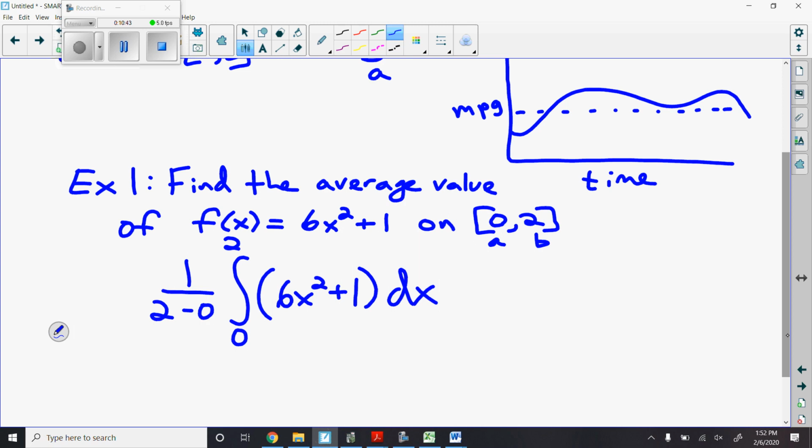Okay, it's not a line. You can't just look at the value at 0 and look at the value at 2 and just add them up and divide by 2 because it's a curved function. It doesn't work that way. So let's just calculate this thing out to show how it would work. 1 over 2 minus 0 is going to simplify to just a half. I'm going to do the definite integral here. So I'm going to bump the power and then divide by that power.